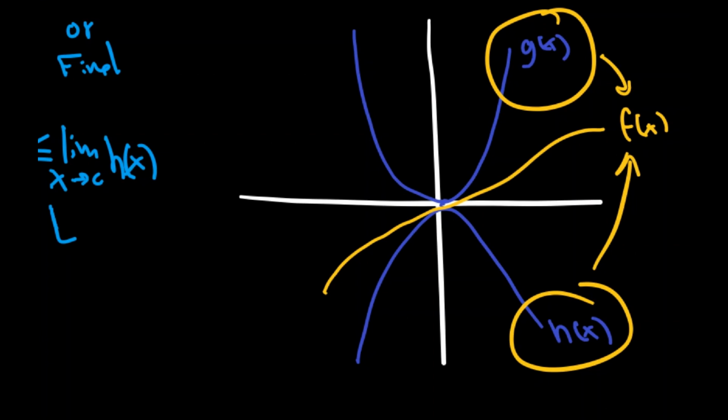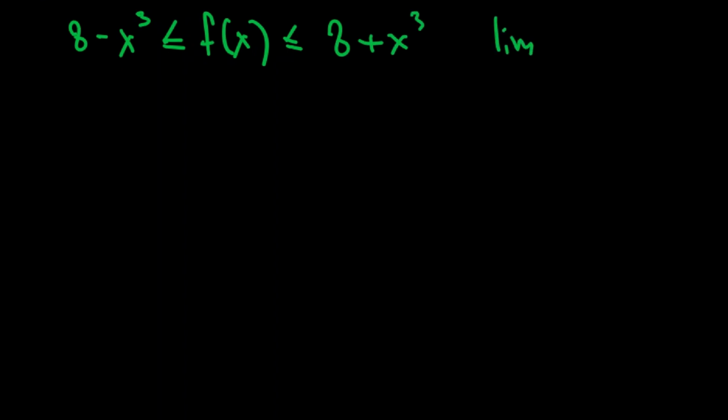When we have two known functions, we're squeezing in on this unknown function to find its limit. So now that we know what squeeze theorem really tries to get to, let's work on some examples. Let's say we have a very similar setup: 8 minus x cubed is less than or equal to an unknown function, but then the unknown function f of x is less than or equal to 8 plus x cubed. And we're told to find the limit as x approaches 0 for f of x.